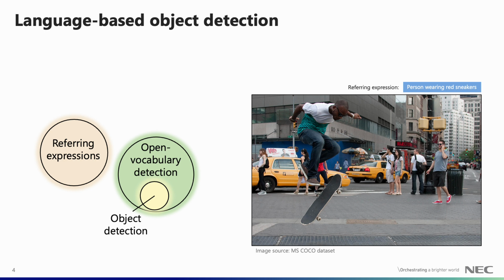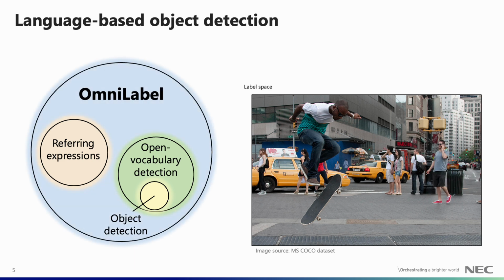On the other hand, the task of referring expression comprehension has the goal of localizing objects that are referred to by free-form text. Compared to other detection tasks, the object descriptions are more complex than simple category names. The example here is "person wearing red sneakers." However, existing benchmarks for this task are often limited in various aspects. For example, the object description always refers to exactly one object in the image.